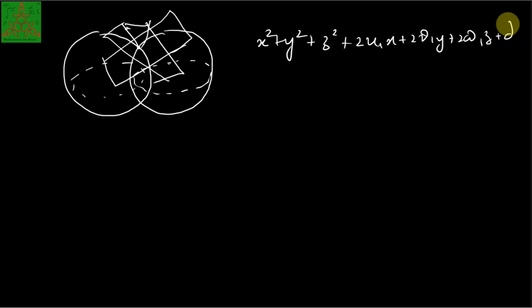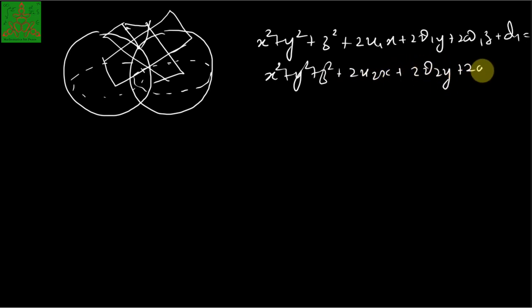So let us consider that two spheres are of the form x² + y² + z² + 2u1x + 2v1y + 2w1z + d1 = 0, and another equation x² + y² + z² + 2u2x + 2v2y + 2w2z + d2 = 0. Then if these two spheres intersect each other orthogonally, that means the angle between the two spheres is π/2.